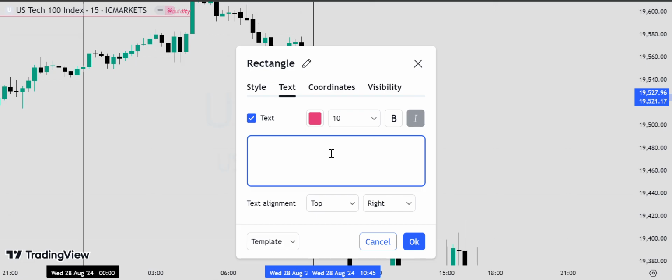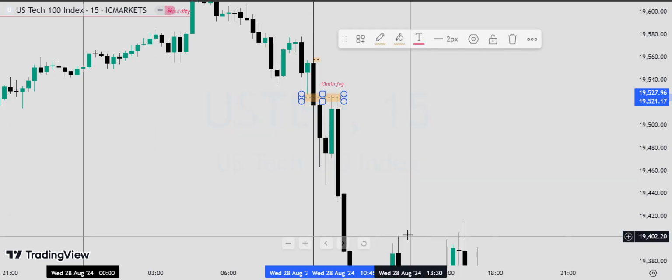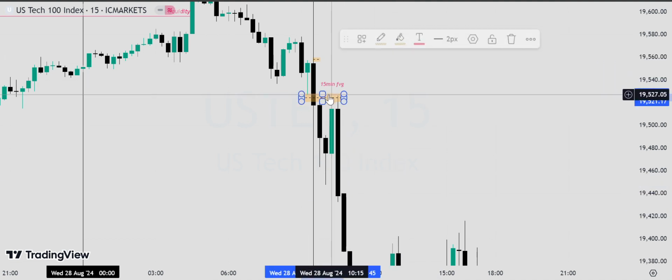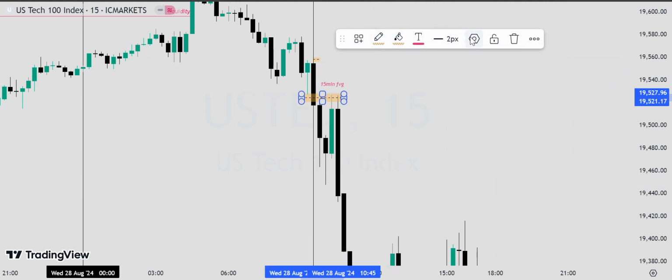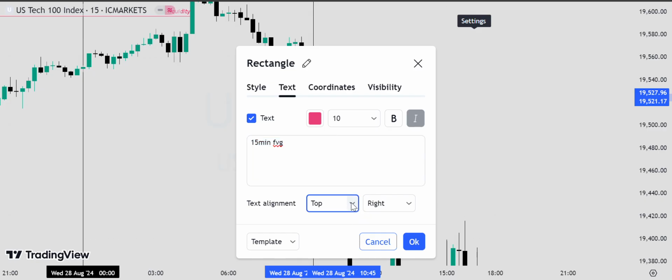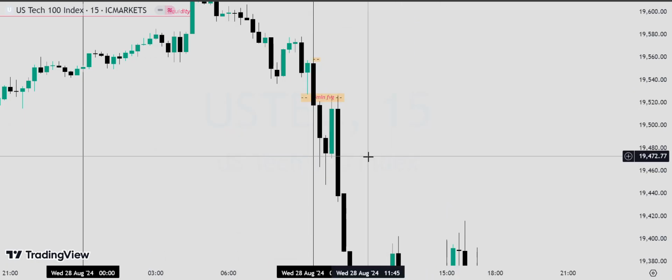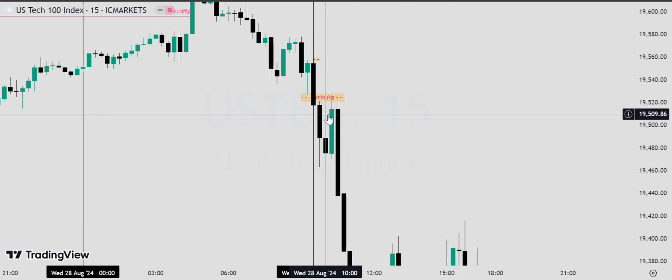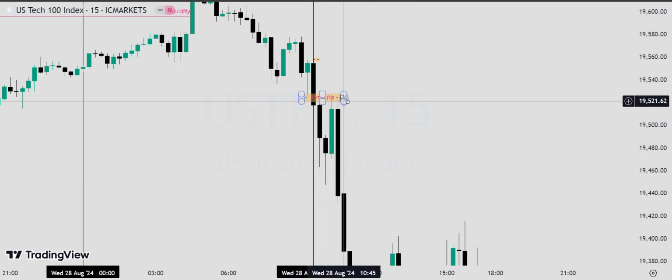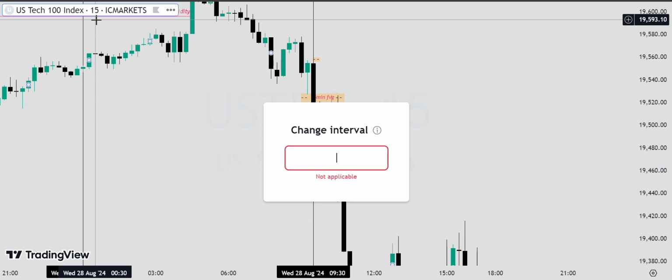I think it's a 15 minutes fair value gap. It's a 15 minutes fair value gap. Let's put it inside. So there is that 15 minutes fair value gap. So we have seen point of interest in the 15 minutes, which is a fair value gap, which has been retested. The market has retested that fair value gap.